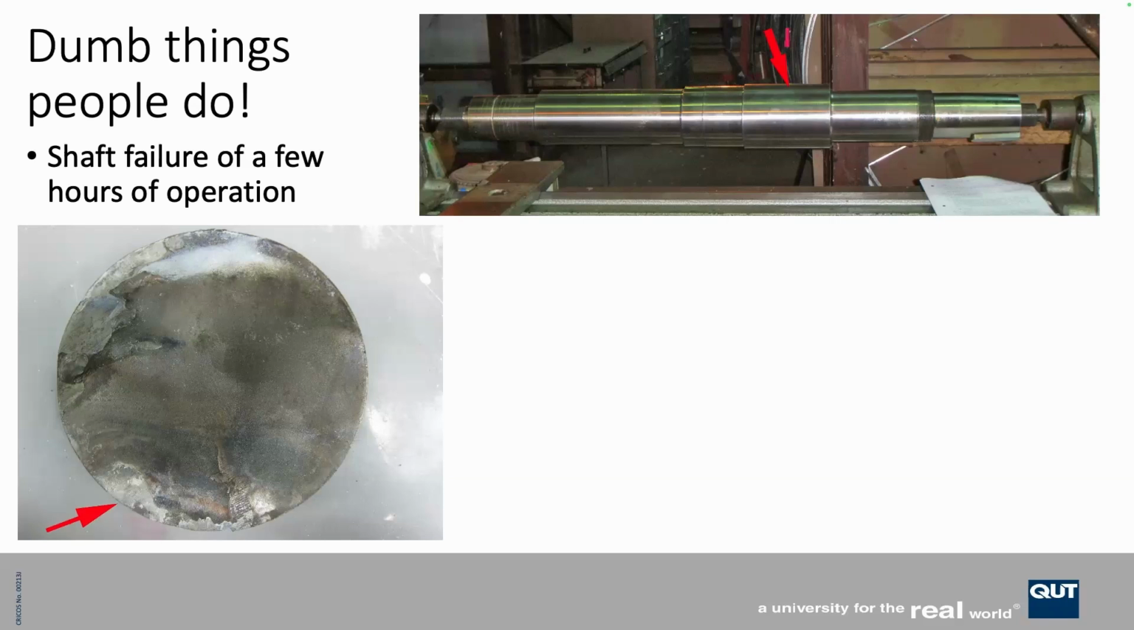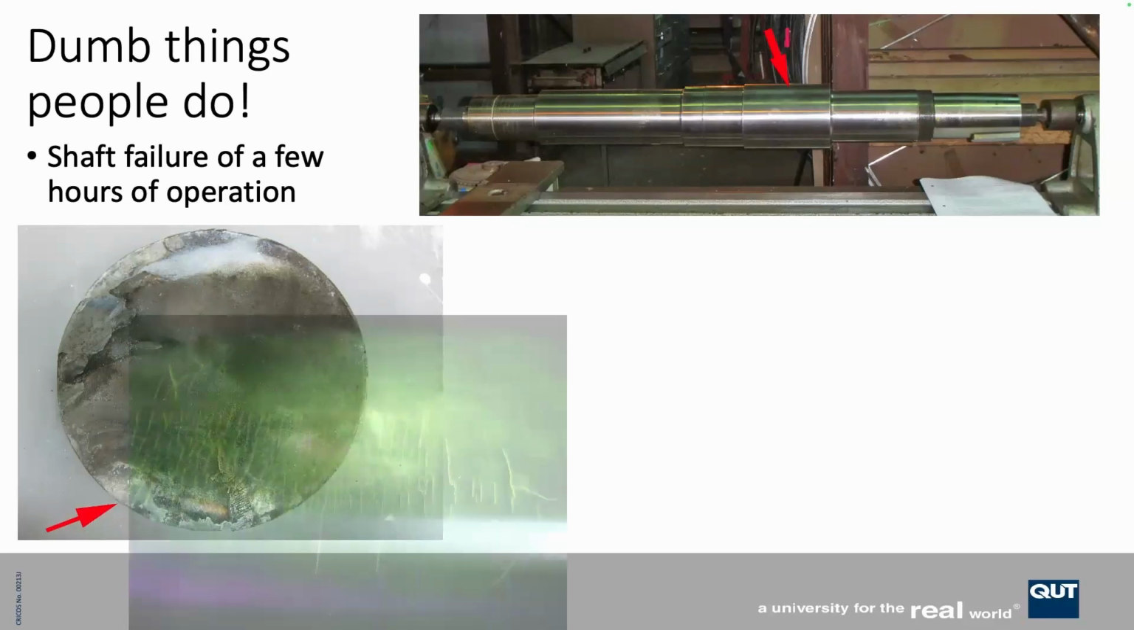And it failed right at that point, which I thought was really odd because that's the thickest part of the shaft. Why would it break there? There's no change in cross-section. When I looked at the fracture surface, it was a fatigue failure for sure. You should be able to see some beach marks delineating the crack propagation.